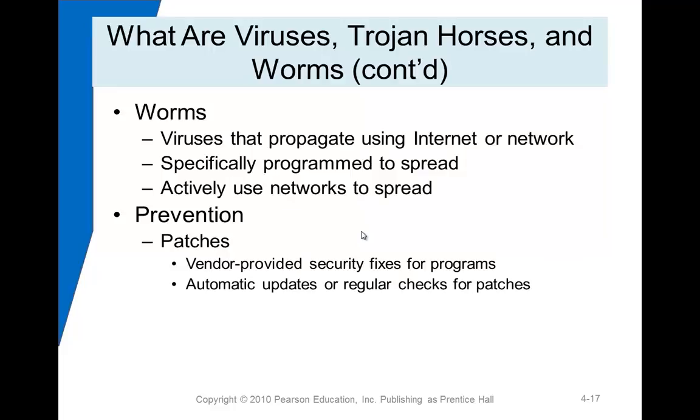Worms are things that propagate using the internet. They're usually programmed to spread, and often you'll find that these are known exploits. What worms are doing is there are known vulnerabilities in a program, and the vendor hasn't patched them or users haven't patched them, and that's the vulnerability that's been executed.